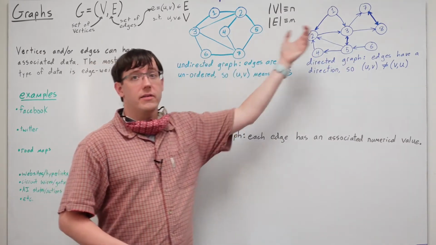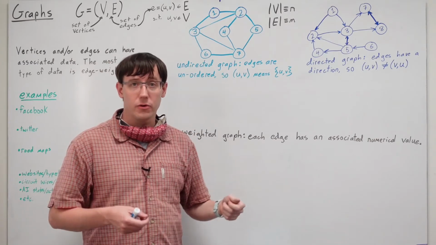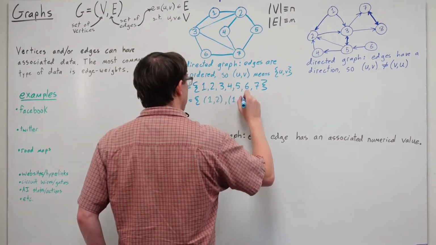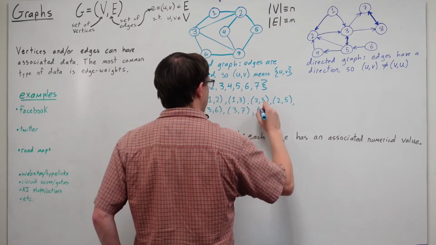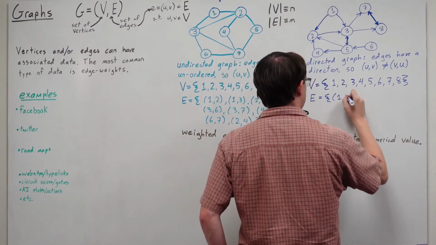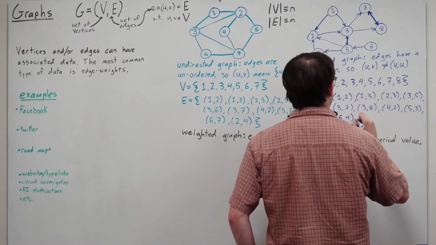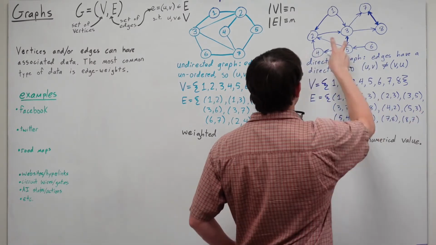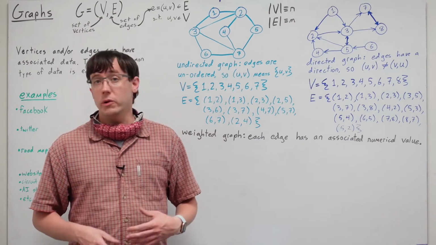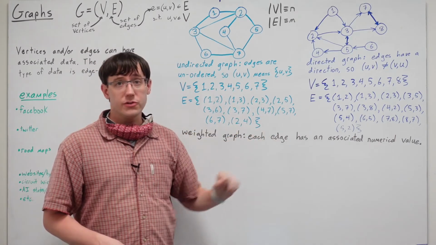For each of the graphs I've drawn here, we can specify them precisely by writing out the set of vertices and the set of edges. So when we provide a graph as input to an algorithm, we would need to somehow specify the full set of vertices and the full set of edges.